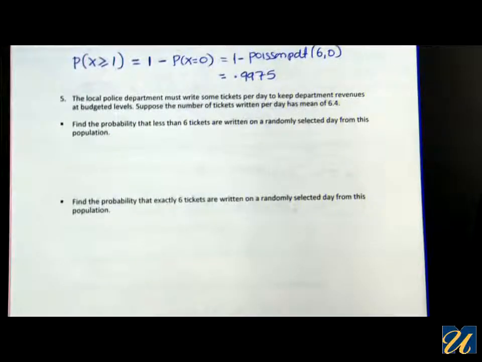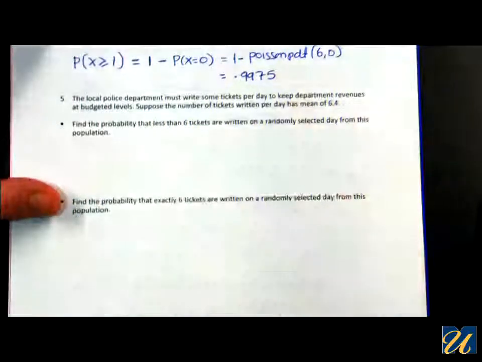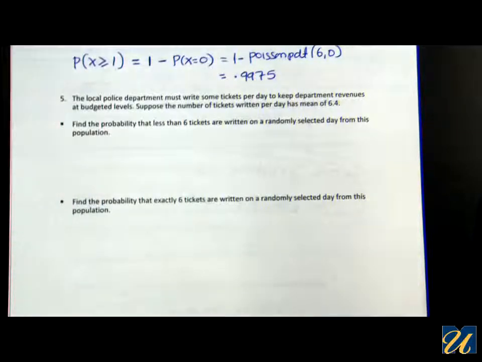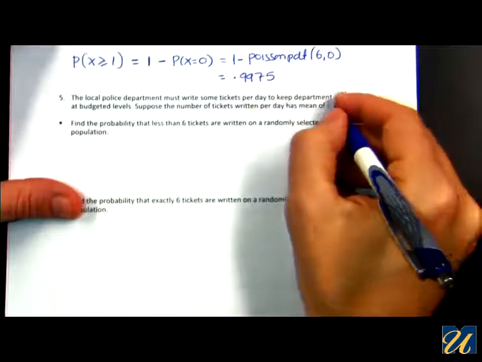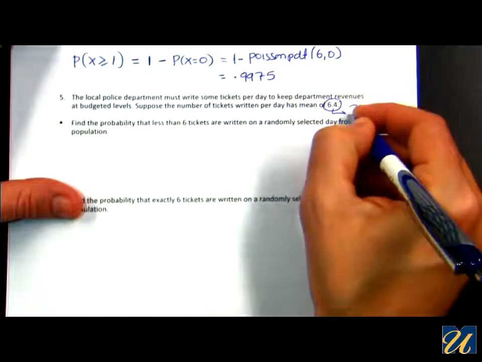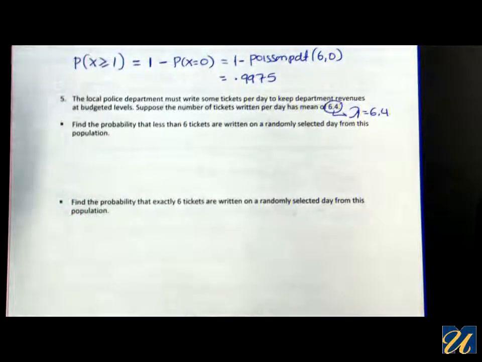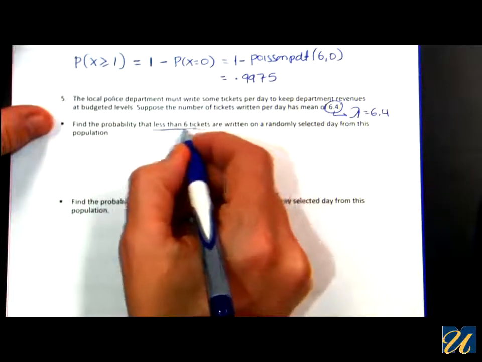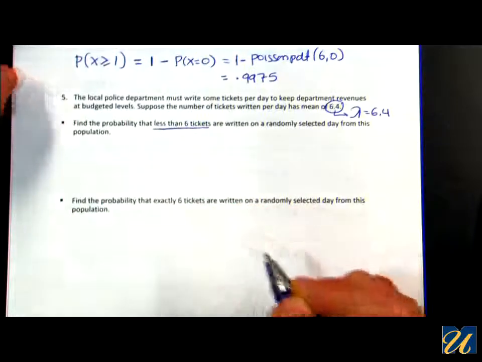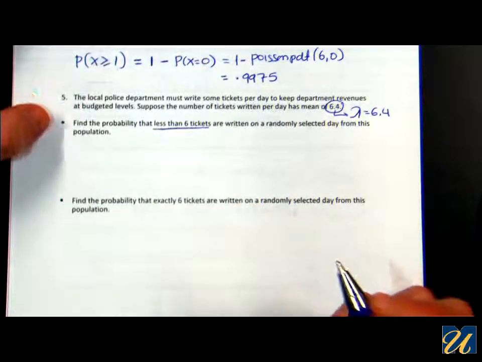For problem number 5, the local police department must write some tickets per day to keep the department revenues at budgeted levels. Suppose the number of tickets written per day has a mean of 6.4. So once again, the only thing given to you is an average, your lambda. So lambda is equal to 6.4. Find the probability that less than 6 tickets are written on a randomly selected day from this population.